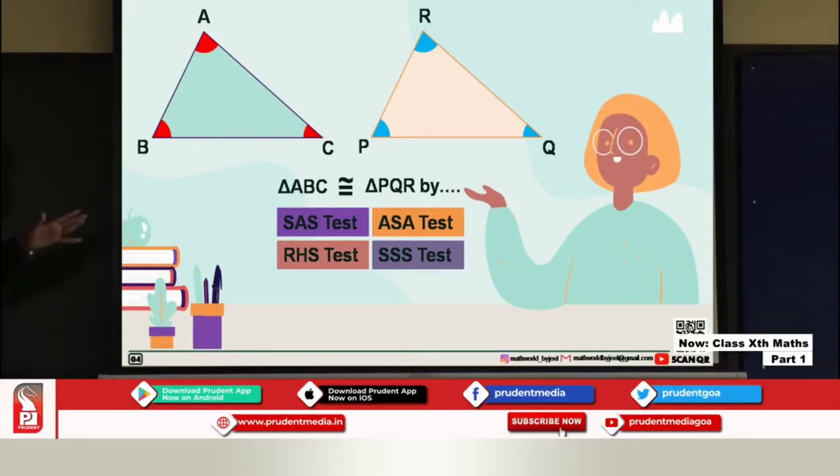Based on these tests, which you have already studied, SAS test, ASA test, RHS test, and SSS test. Basically it is telling you that in the first case, SAS test, we are looking at 2 sides and 1 angle of one triangle equal to 2 sides and 1 angle of the other triangle. If they are equal, then only I can say that the triangles are congruent. Keep in mind that the angle has to be always in between those sides.